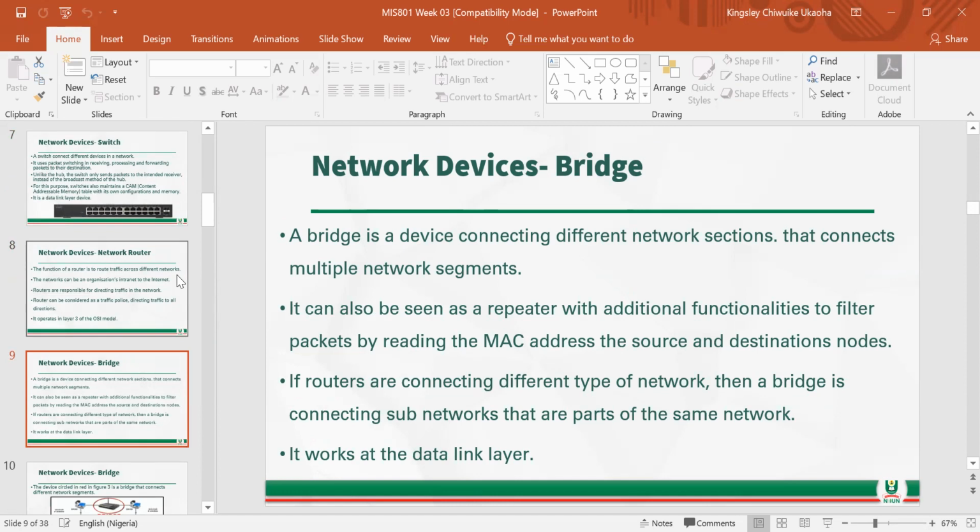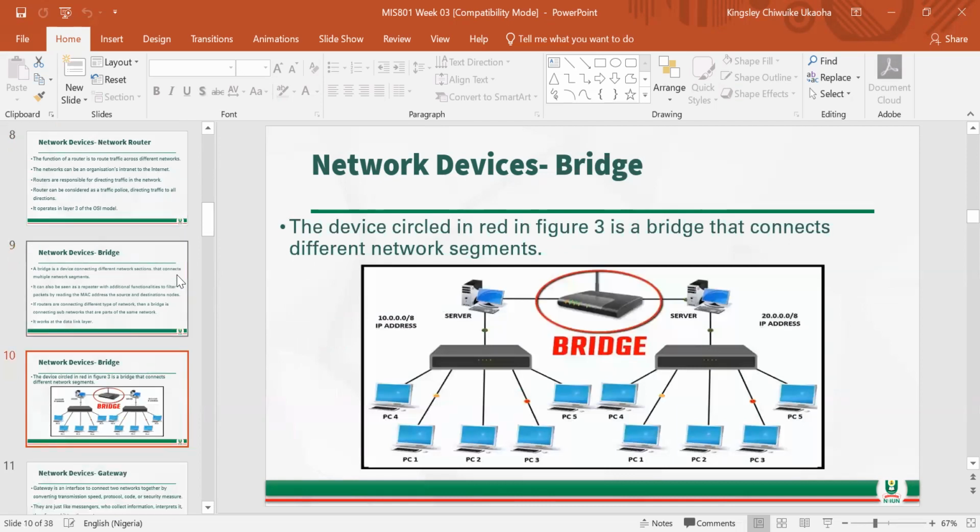We also have the bridge. A bridge is a device connecting different network sections that connects multiple network segments. It can be seen as a repeater with additional functionality. That is, a bridge is almost like a repeater, but with additional functionalities to filter packets by reading the MAC address that contain the source and destination nodes. If routers are connecting different types of network, then the bridge is connecting sub-networks that are parts of the same network. It works at the data link layer. So let's look at what a bridge looks like. The device circled in red in figure 3 is a bridge that connects different network segments, bringing them together.